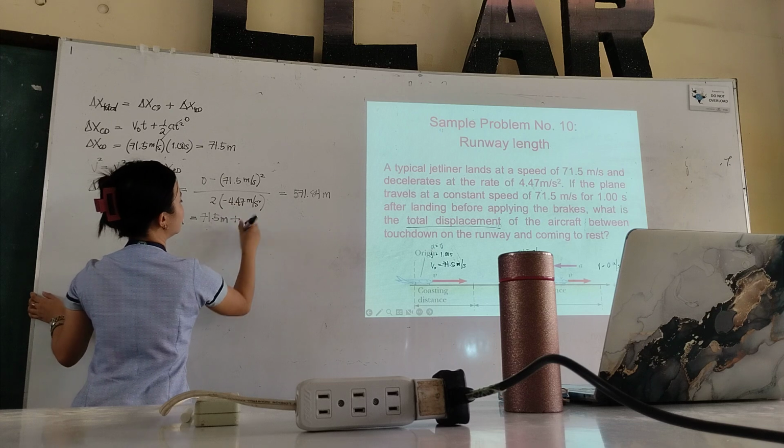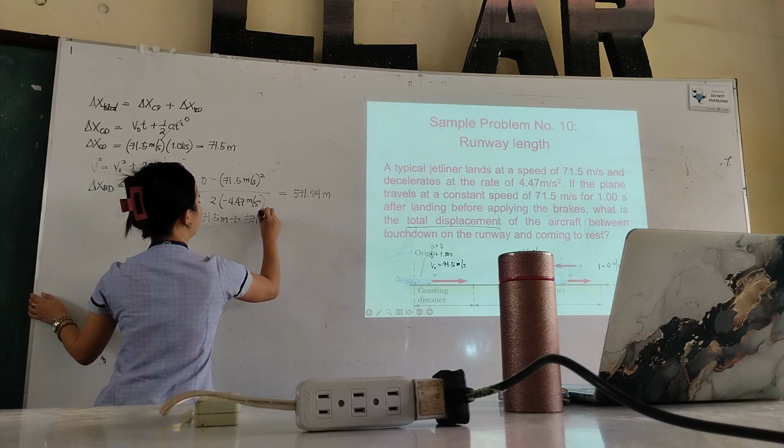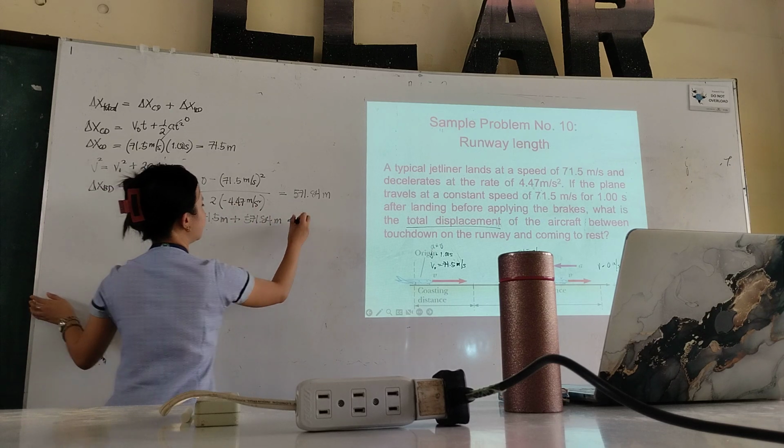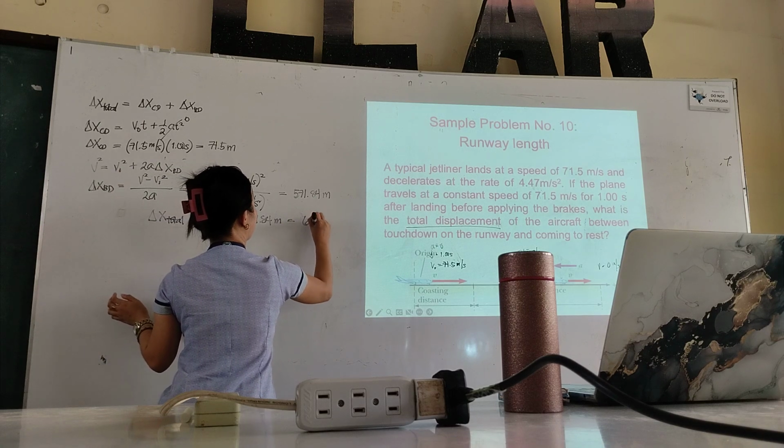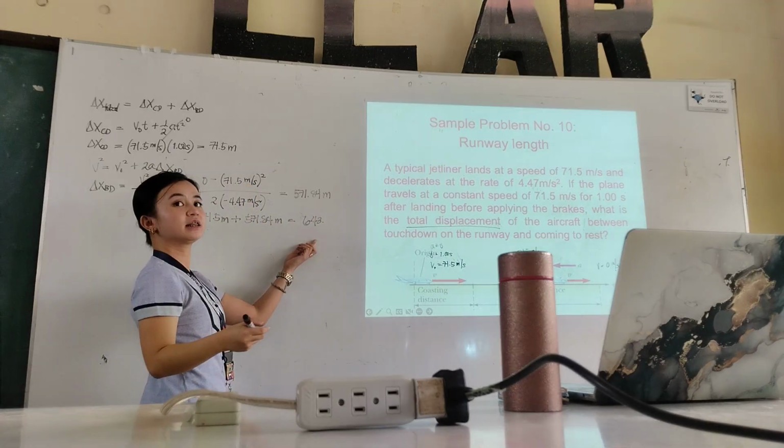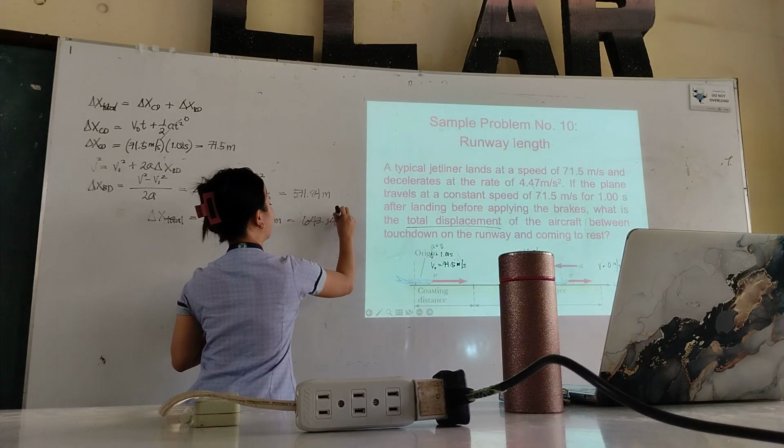Therefore, your total displacement is 71.5 meters plus 571.84 meters, or 643.34 meters.